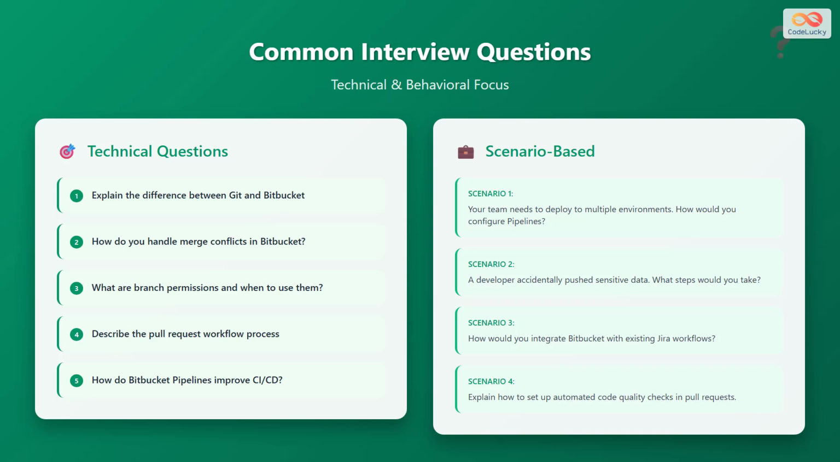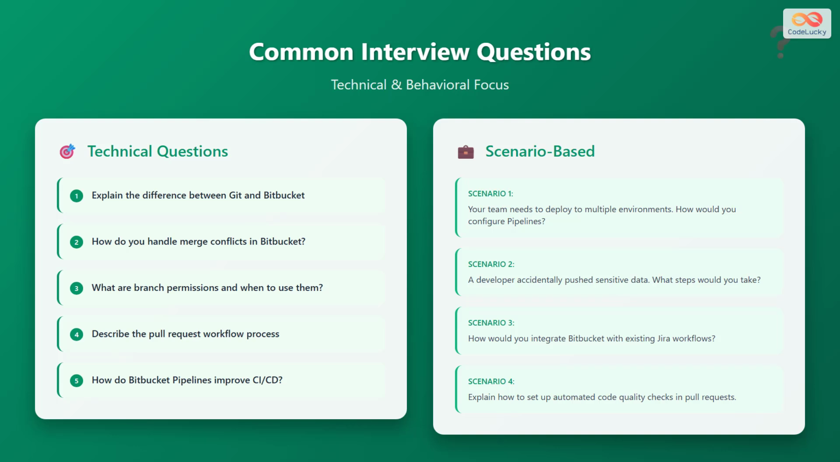Branch permissions are access controls that determine who can push changes or merge code to specific branches, typically used to protect main branches from direct modifications. The pull request workflow process encompasses creating feature branches, implementing changes, opening pull requests, conducting code reviews, and merging approved changes. Bitbucket pipelines improve continuous integration and continuous deployment by automating build, test, and deployment processes whenever code changes are made. Scenario-based questions test practical problem-solving skills.